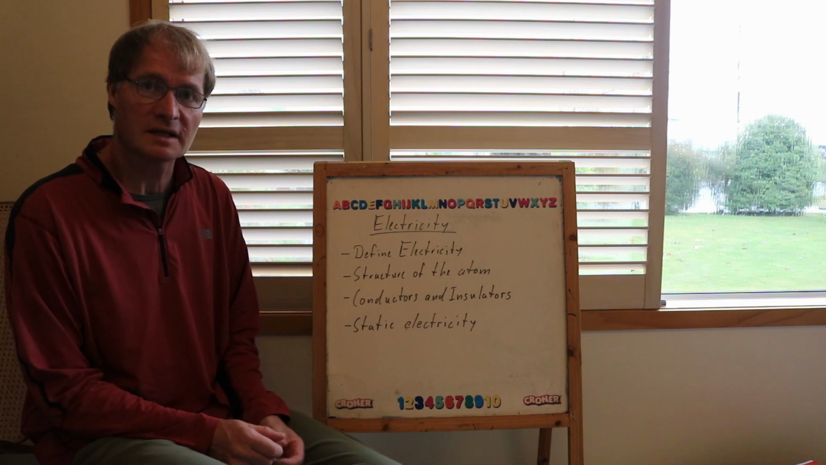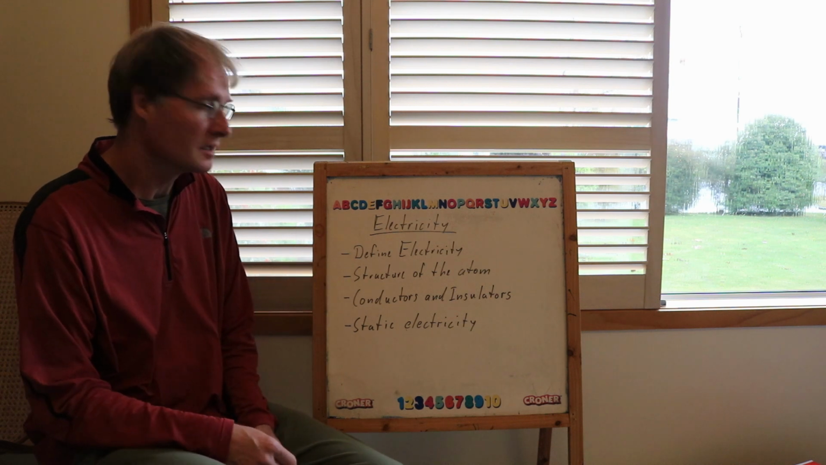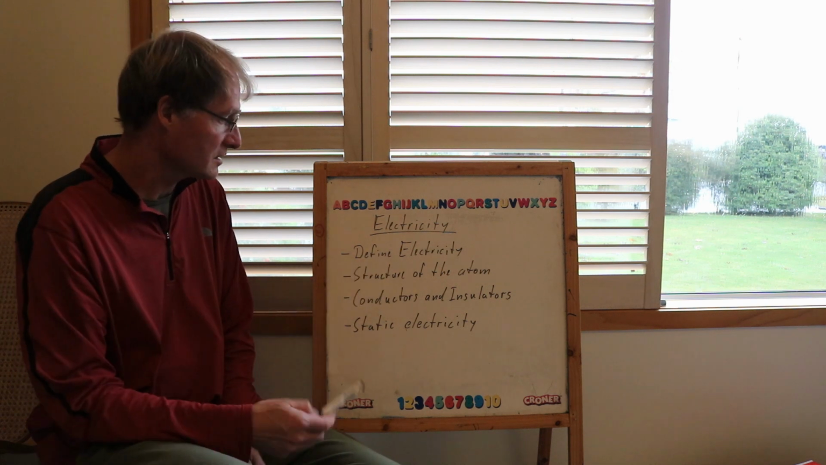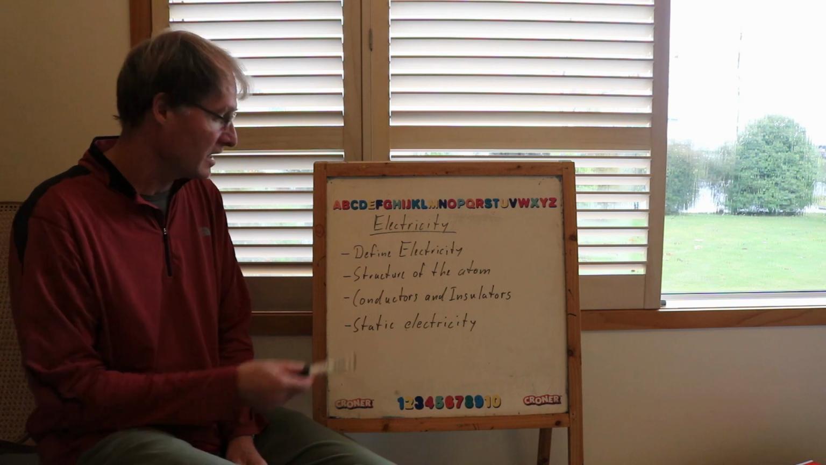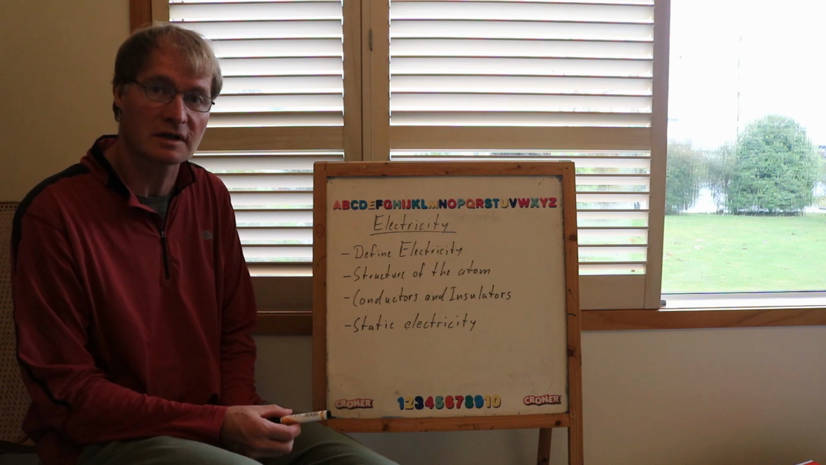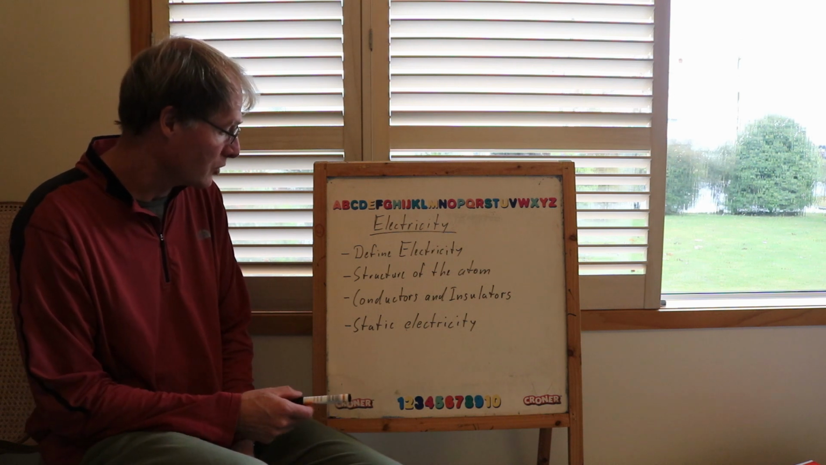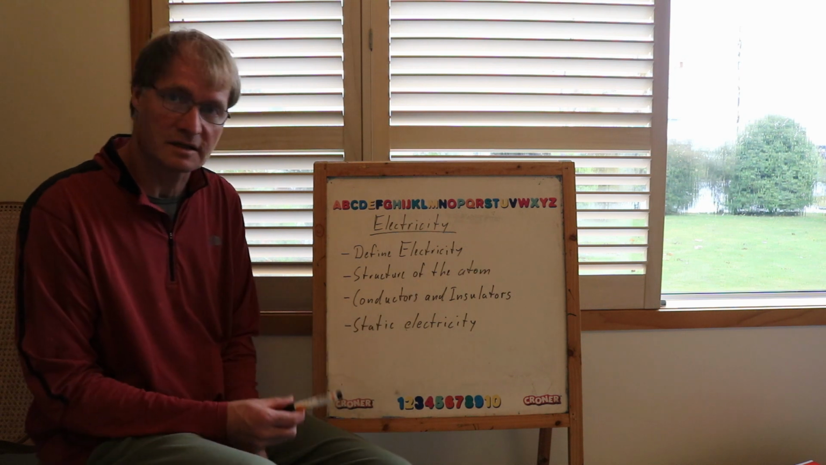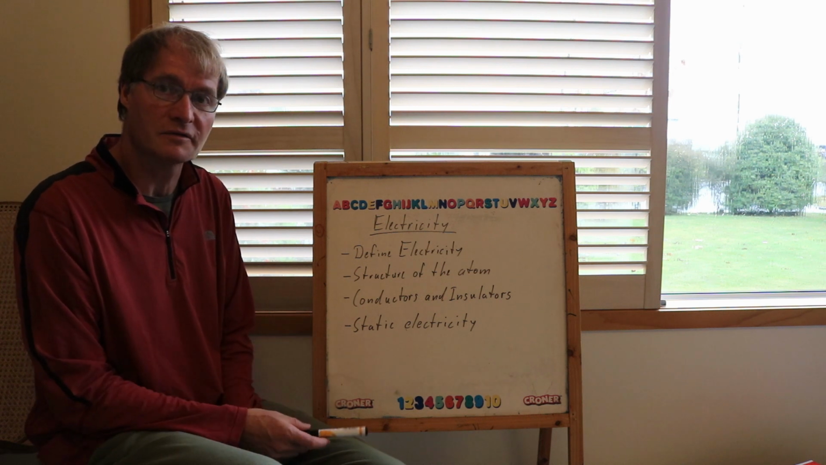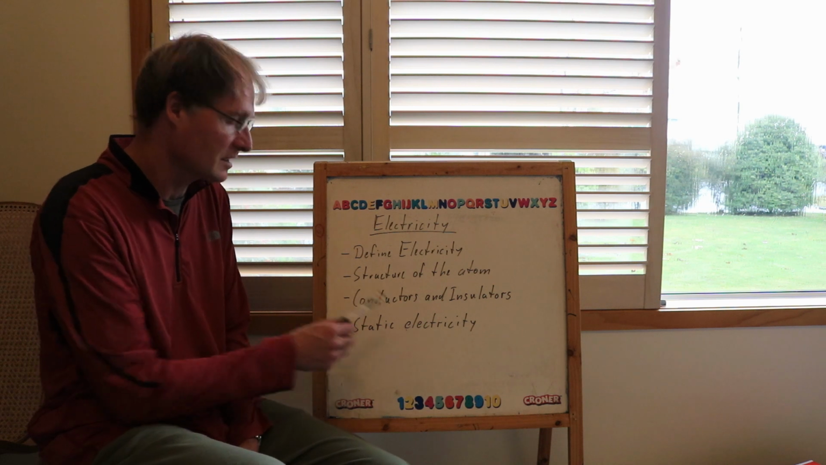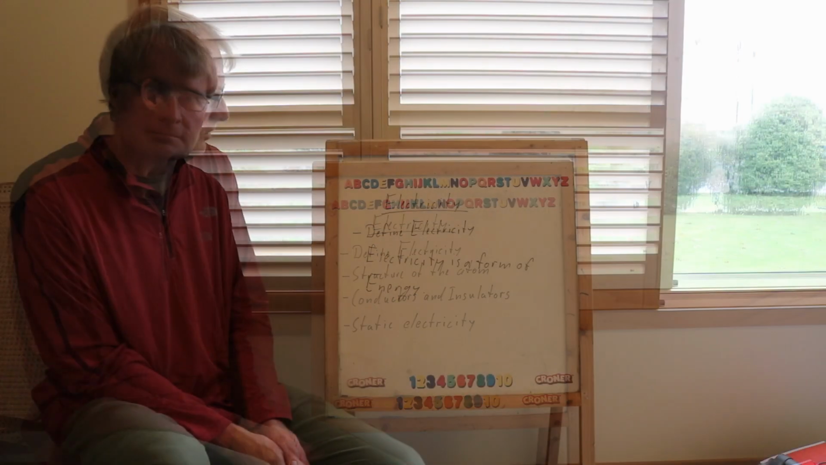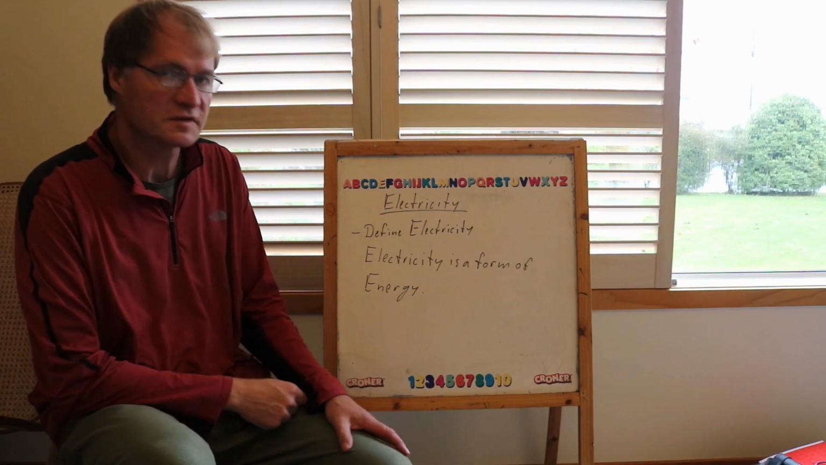Now that we're done with our stream study, we'll be focusing on electricity. So in this video, I'll be talking you through defining electricity. We need to look at the structure of the atom to be able to understand what's actually going on with electricity. Then we'll be talking about conductors and insulators, again in terms of electricity. And the second part of the video will be all about static electricity, because that's one of the key points we need to discuss.